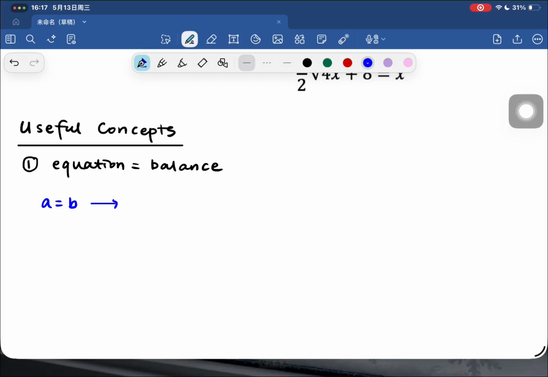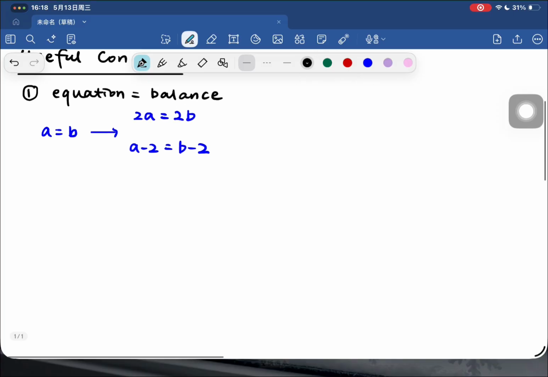If I multiply the left side by 2, I also need to multiply the right side by 2. That is 2a equals 2b. The equation is still balanced. In the same way, if I subtract 2 from the left side, I also need to subtract 2 from the right side. That is a minus 2 equals b minus 2. So the key rule is whatever operation we do to one side, we do the same operation to the other side.